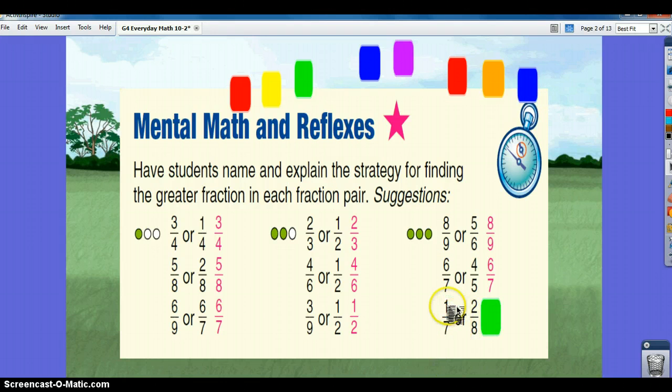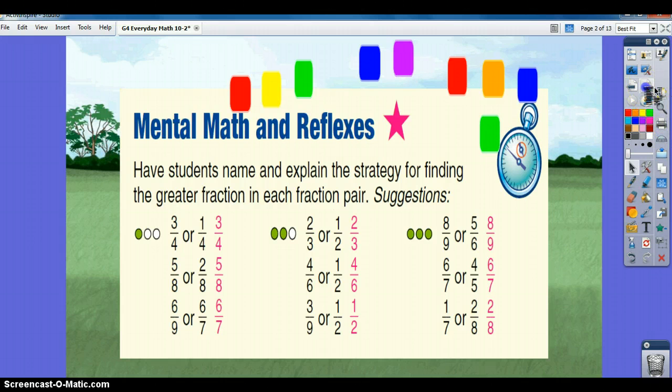And the final one, 1/7 or 2/8. Again, you can always multiply the denominators together. So that would be 56, 8/56 on the 1/7 side, and 14/56 on the 2/8 side, and so 2/8 is larger.